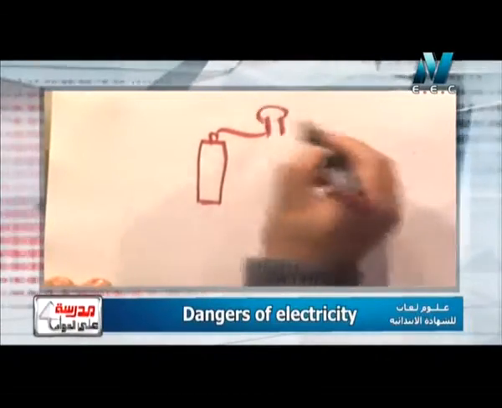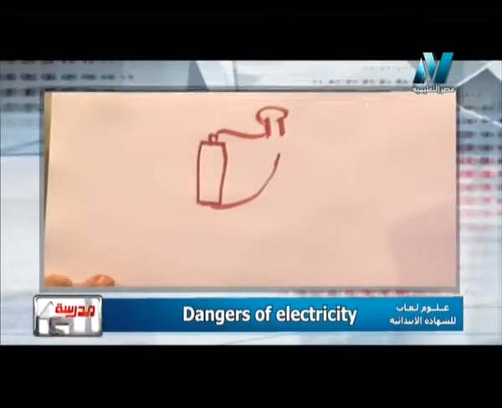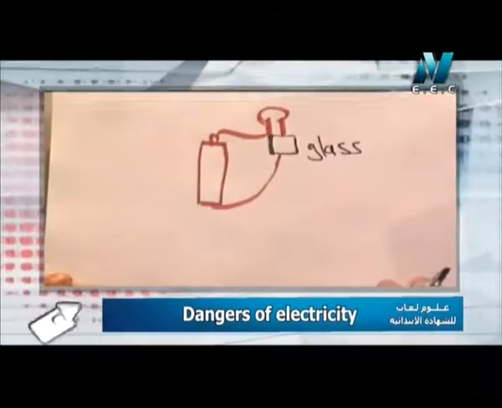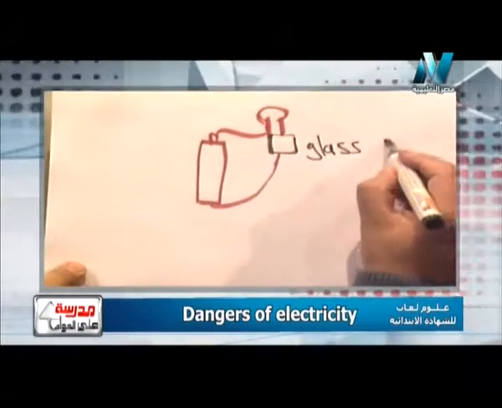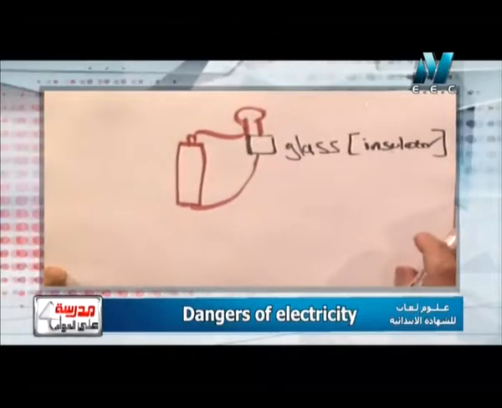So what about the other materials, the piece of glass, the iron nail, the piece of wood? Let me draw the circuit again to know what are the conductors and what are the insulators. Battery, lamp, and the wire, and now I will use a piece of glass. Does the lamp light? No, surely it will not light. Why? Because glass is an insulator of electricity.